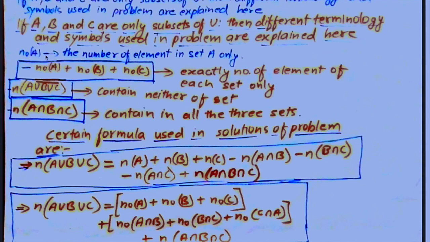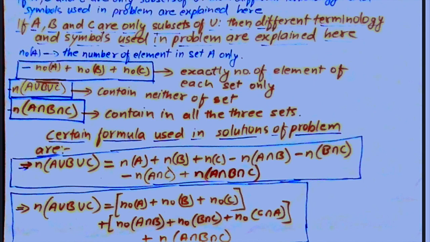Here, n(only A) means the number of elements in set A only. Also n(only A) plus n(only B) plus n(only C) is the number of elements of each set only. It means every person selecting one item only. And (A union B union C) complement means containing neither of the sets; it lies outside every set. Also A intersection B intersection C means contained in all three sets. An element must be present in set A, set B and set C. It comes in all three sets.